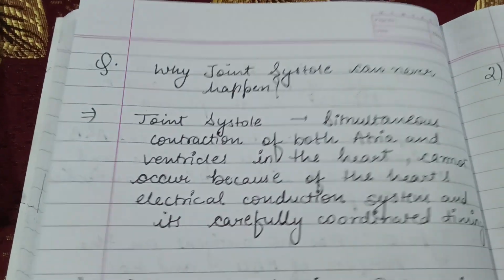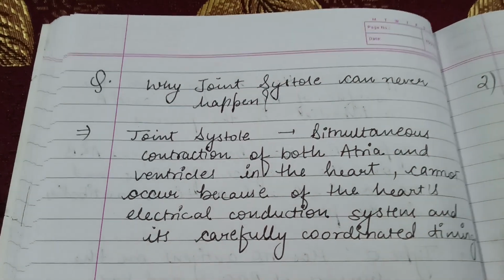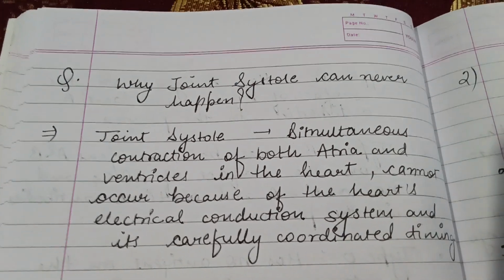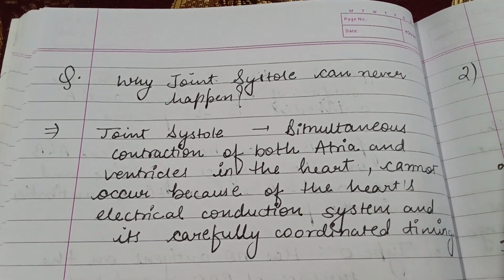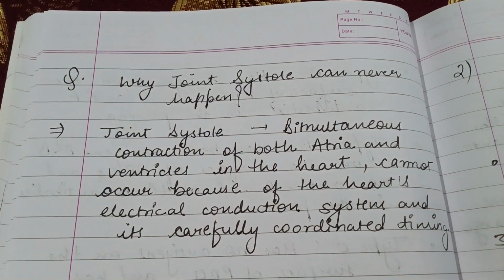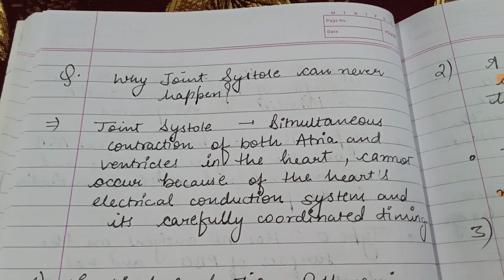Now my last question: why can joint systole never happen? Joint systole means both are systoling at the same time, and this cannot happen because of the heart's electrical conduction system, where the careful timing is fixed. So we just have to look into it in great detail.